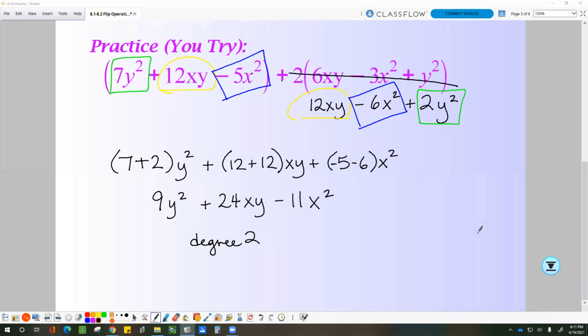This is what I got when I combined the two polynomials. Notice that I always add the groups here. With this last group, I had a -5 and a -6, and I still added. I put the sign with the number. And my answer is a degree 2.